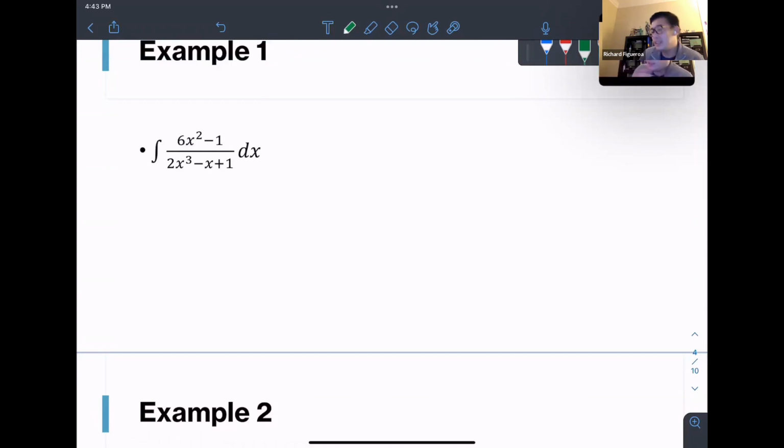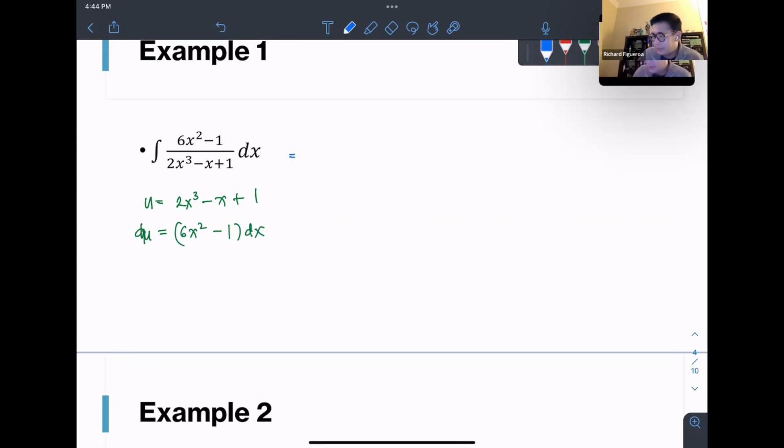In this case, since this is a ratio, I'm going to assume that my u is 2x cubed minus x plus 1. So once I derive it, that will be 6x squared minus 1. And multiply it with dx.